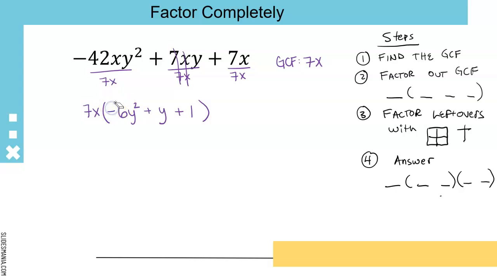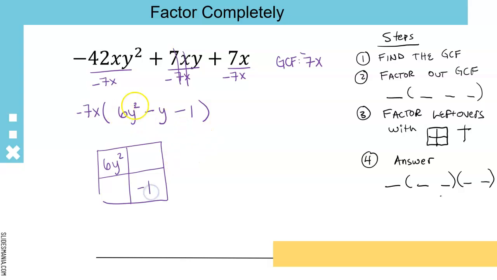So instead of factoring out a 7x for my GCF, I am going to make my GCF a negative 7x. And what happens when I do that is my negative 6 is going to turn into a positive 6. My positive y will turn into a negative y, and my positive 1 will turn into a negative 1. This is much more proper, a proper way of writing it where we have a positive number in front in our parentheses. So I'm going to continue by factoring my leftovers using the box method.